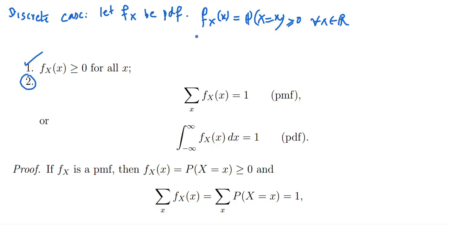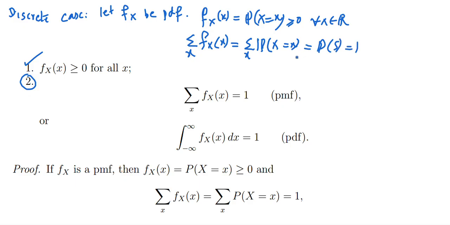The summation of f_X(x) over all x equals the summation of the probability of X equals x over all x, and if you sum all of them, then you get the probability of the sample space S, and this is 1. So the first direction is clear, and this one is also clear.